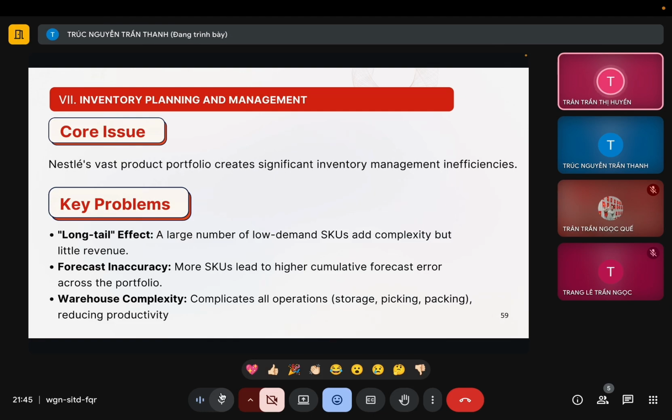So moving on to the next problem: inventory planning and management. This begins with the core issue, the complexity of a multi-stock keeping unit portfolio. This creates three major problems. First, you can see it's a long tail effect. Second is forecast inaccuracy, and finally is warehouse complexity.